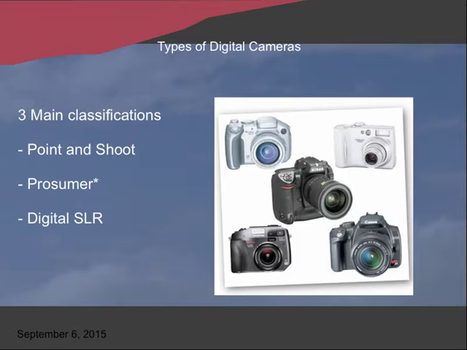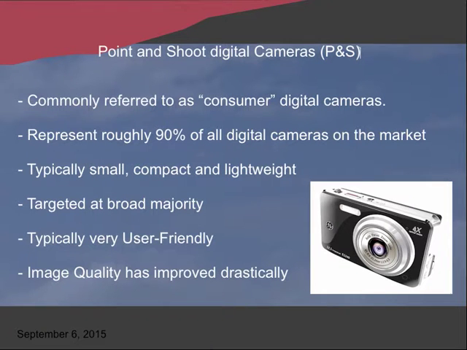There are three main classifications of digital cameras. You have your point and shoots, you have your prosumer models, and you have your digital SLRs. Point and shoot digital cameras, P&Ss, are commonly referred to as consumer digital cameras, and they represent roughly 90% of all digital cameras on the market. They're typically small, compact, and lightweight, targeted at a broad majority audience. They're affordable, they're typically very friendly to use, and image quality has improved drastically over the last 10 years.